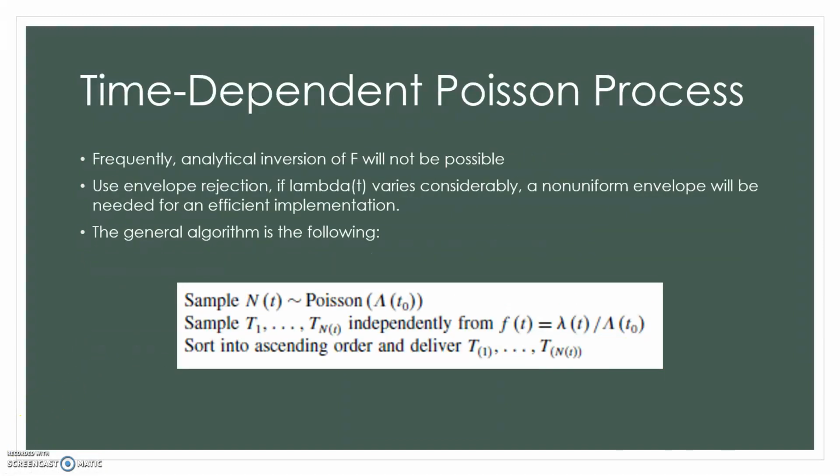So continuing with our time-dependent Poisson process, frequently analytic inversion of f that I just showed you will not be possible. Under that circumstance, you're going to want to use envelope rejection, and if lambda of t varies considerably, a non-uniform envelope will be needed for efficient implementation of the time-dependent Poisson process. The general algorithm for that is right here. For time, I'm not going to read it out, but you can pause the video and check it out.